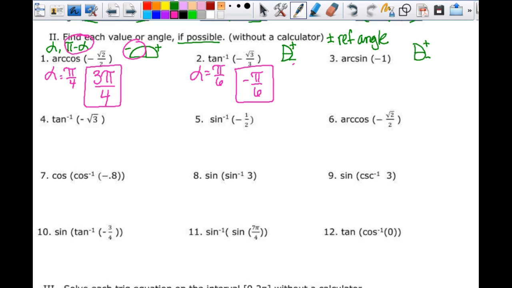Okay. So then arc sine of negative 1, right? So this goes from negative pi halves to pi halves, right? And when you're at negative 1 for sine, you're here at negative pi halves.